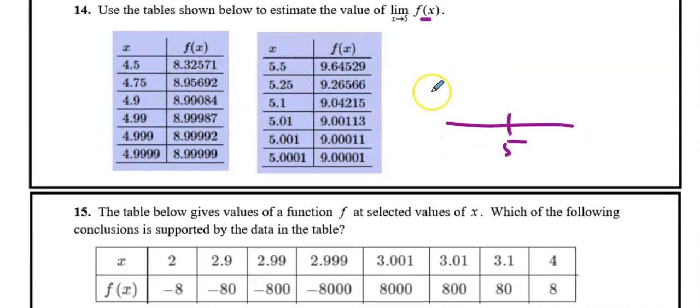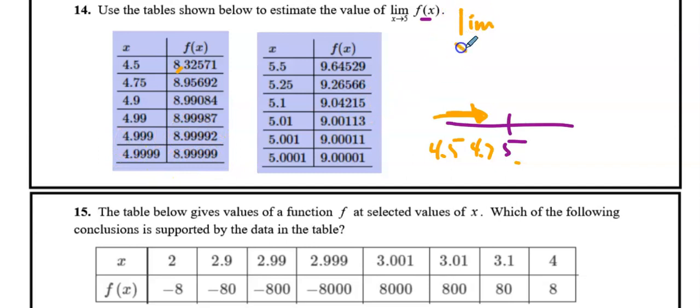So here's 5, and I'm approaching it from the left. So I'm at 4.5, I'm at 4.9, I'm at 4.99. I'm approaching it from the left, and we'll get into that notation in the next lesson about the left and right hand side limits. So from the left, notice what's happening here. My values are going 8.2, 8.9, 8.99, 8.9999. So we're getting really, really close.